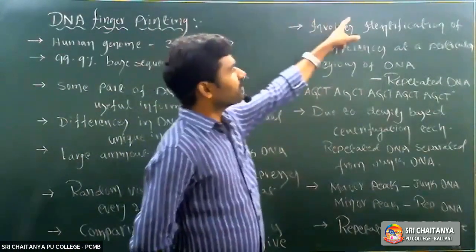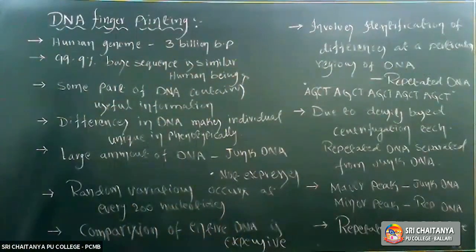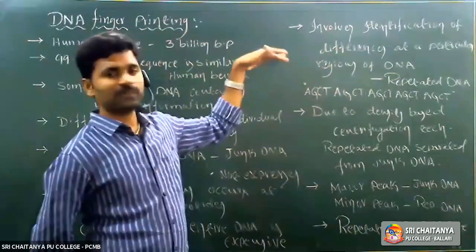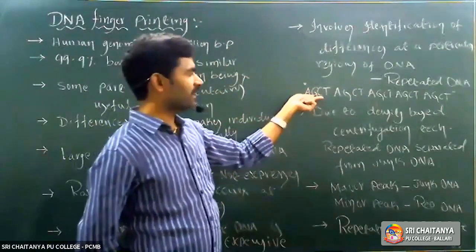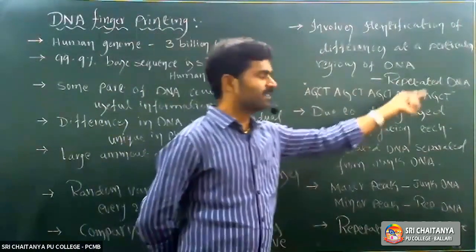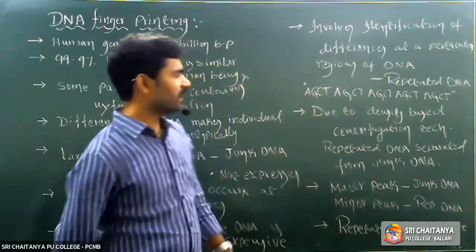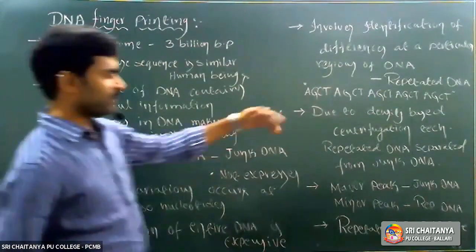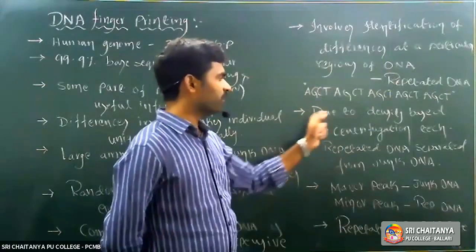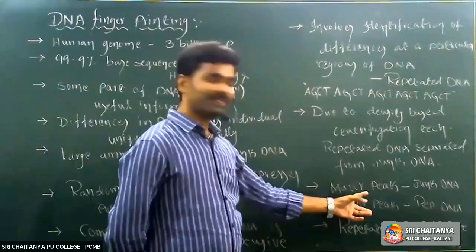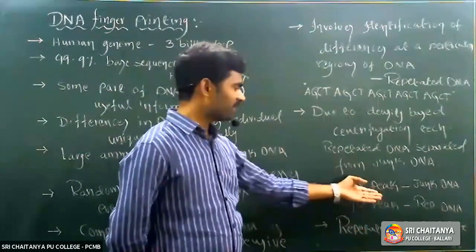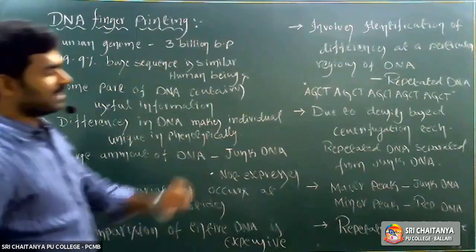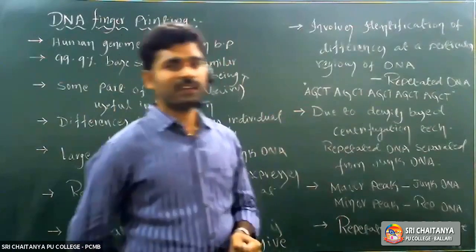The DNA fingerprinting process involves identification of differences at a particular region of DNA. We call it repeated DNA. Repeated DNA is nothing but tandem repeats again and again in genetic material, right? Due to the density-based centrifugation technique, that repeated DNA is separated from the junk DNA. While performing it, two peaks are formed in the centrifugation test tube. The major peak is junk DNA, the minor peak is repeated DNA. That repeated DNA is also called satellite DNA, right?